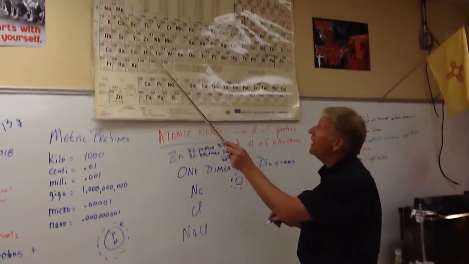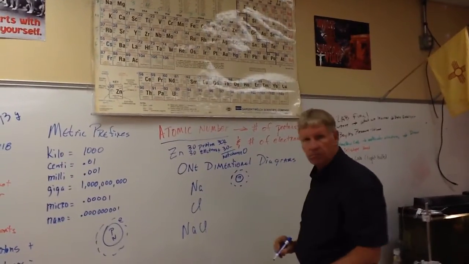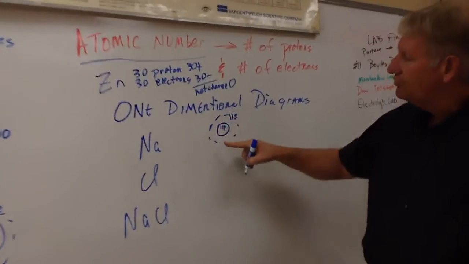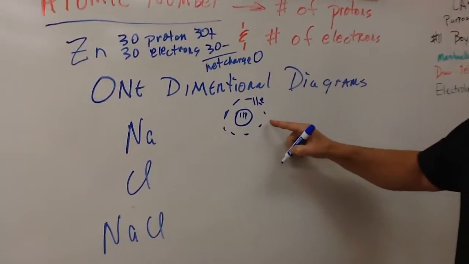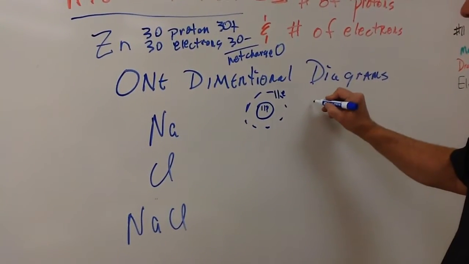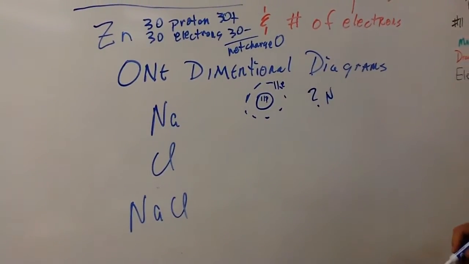So since it's 11, I know that it has 11 protons, and it also has 11 electrons. The electrons travel around the outside of the nucleus. We'll talk about that later as well. So now the question is, how many neutrons does it have? In order to get the number of neutrons, we subtract the mass number.